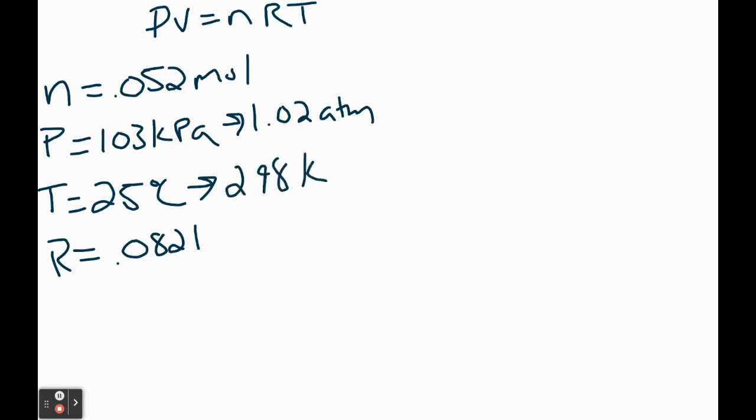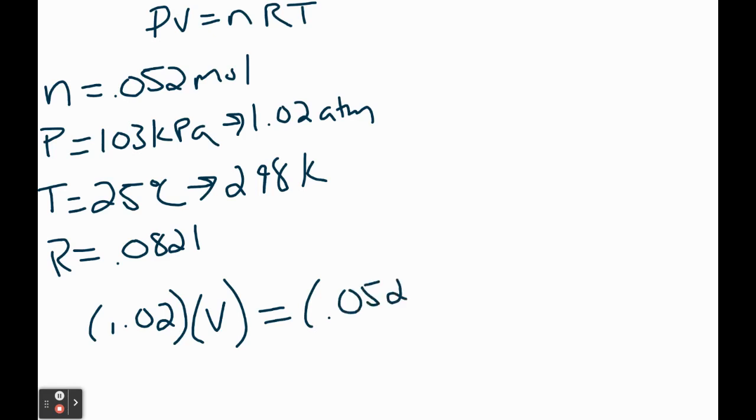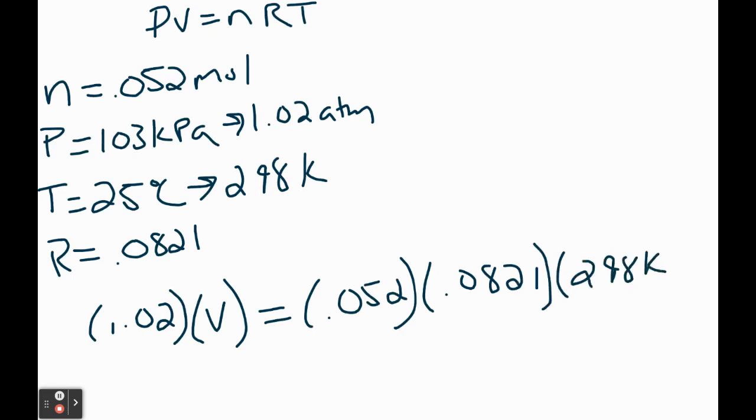So then plug everything into the ideal gas law. 1.02 atm, volume is what we're looking for, equals 0.052 moles times the gas constant times 298 Kelvin. So when you solve for volume, you should get 1.25 liters of CO2.